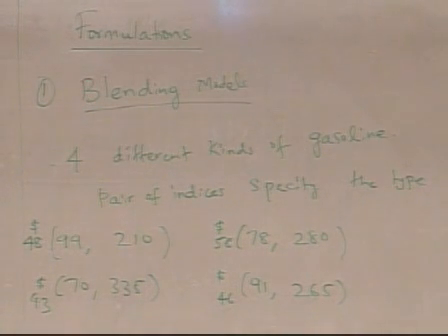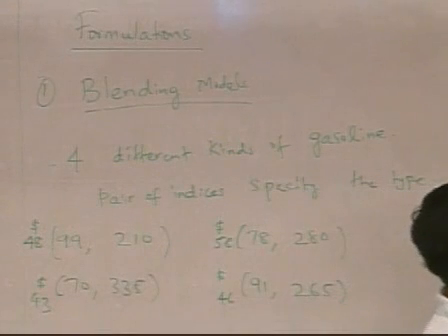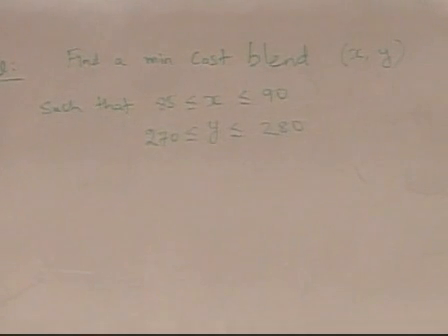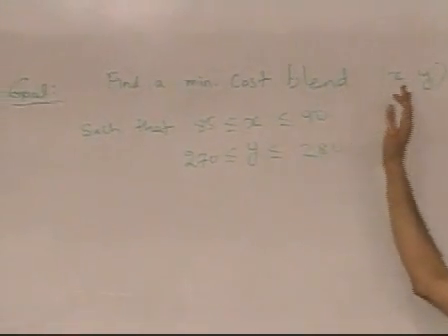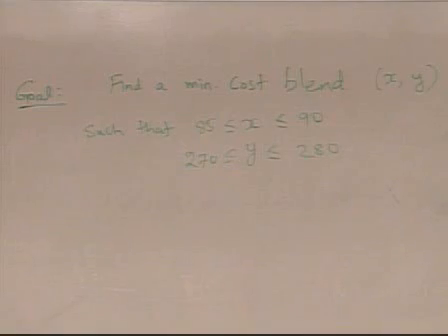So you would like to get some product whose first quality index is between 85 and 90, second index is between 270 and 280, and there may be many, many ways of achieving such a hybrid product. Among all possible ways, you want to find one way that achieves the minimum cost. Now notice that I said you want to find one way to achieve the minimum cost.